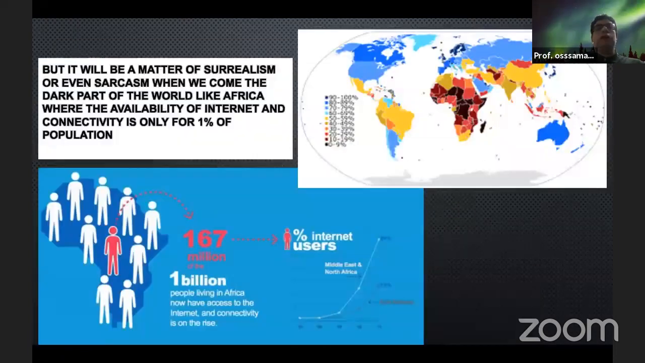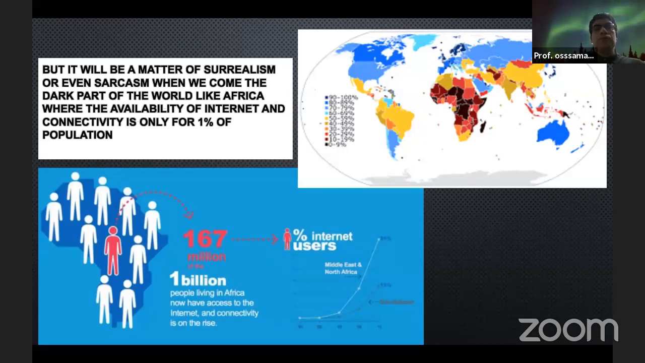But when we come to our regions, it could be a real surrealism, because this graph shows that the availability of internet and connectivity in our region, especially in Africa, is present in only 1% of the population. So it's a very problematic situation, and a huge question needs to be answered: how to utilize such technology in our region.